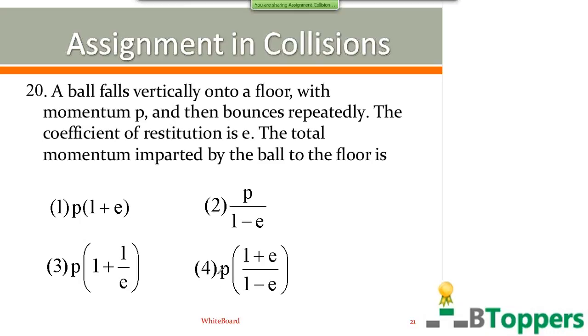The total impulse imparted to the floor by the ball during all collisions with the floor, before it finally stops, is given by P into (1 plus E) by (1 minus E). I already discussed this case in detail, so I don't want to discuss it again. So the fourth option will be the answer for this question.